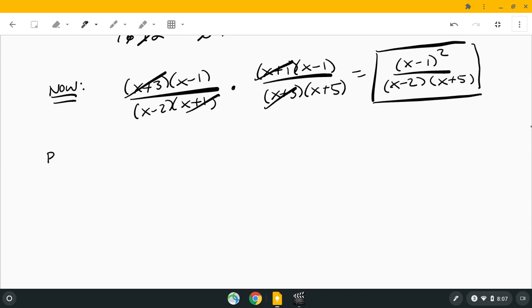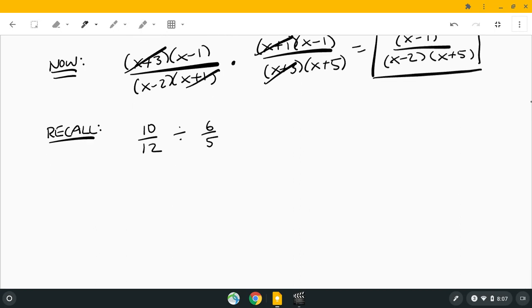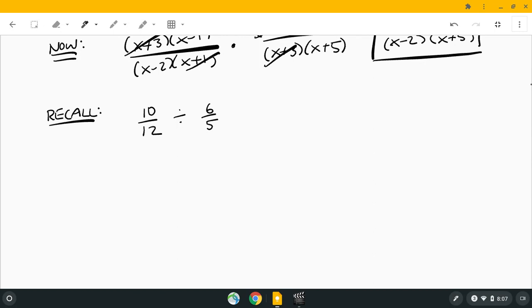All right, and let's also recall division of regular numerical fractions. Suppose we have 10 over 12 divided by 6 over 5. Maybe you remember this. We're going to keep the first fraction, so we keep it as 10 over 12. We're going to flip this one, turning it into 5 over 6. And then we change that division into a multiplication. Okay, KFC.